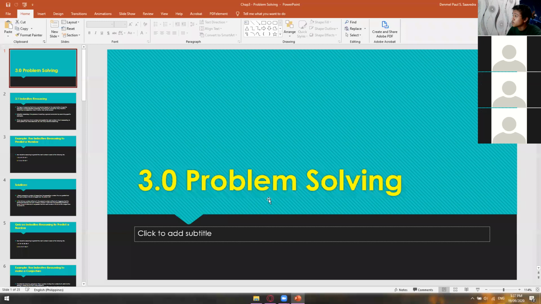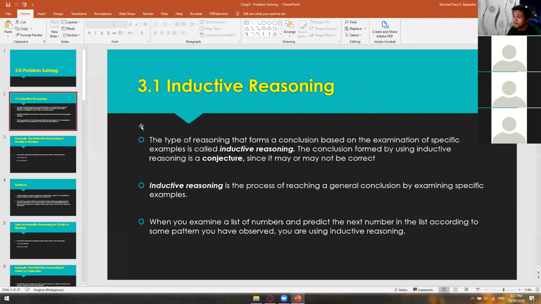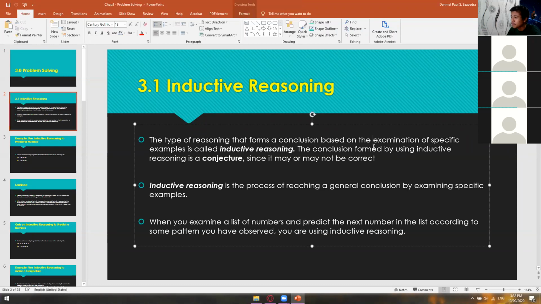Problem solving. So we only have two topics. Okay, that is the inductive and the deductive reasoning. First one is inductive reasoning. This is the type of reasoning that forms a conclusion based on the examination of specific examples, called inductive reasoning. The conclusion formed by using inductive reasoning is a conjecture since it may or may not be correct. So when we say inductive, ito na yung pinaka key points: examining examples. When you examine examples and then base your conclusion or conjecture from it, we call that inductive reasoning.